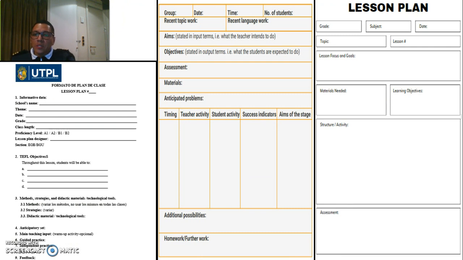In this presentation, I paste 3 different lesson plans or formats. Okay, but if you notice, they have the same structure. For example, they have assessment materials, aims, objectives, date, time, number of students, structured activities, additional possibilities, etc. Okay. However, they could be different because it depends on the Ministry of Education of each country. But the structure of your lesson plan needs to be the same.